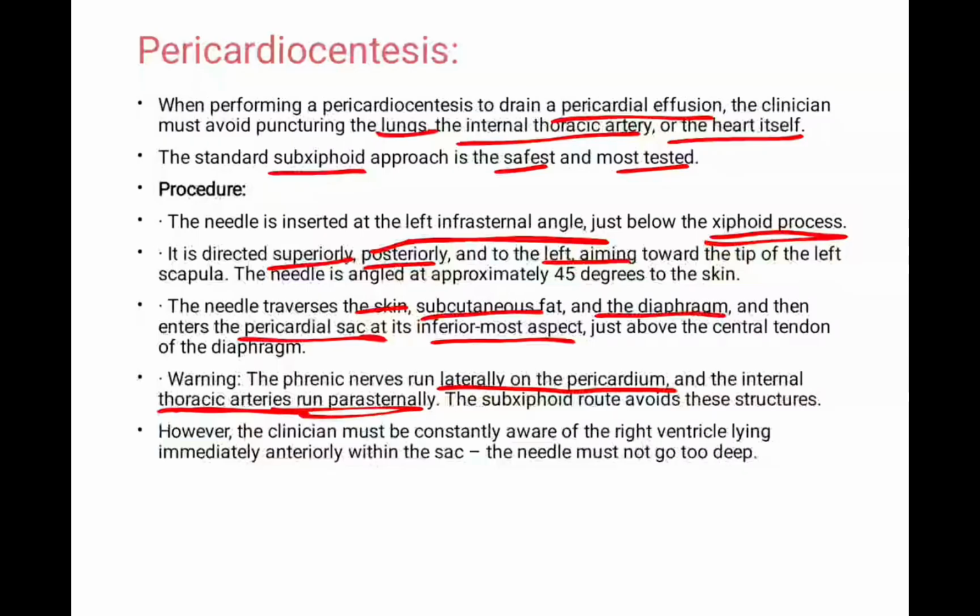So the phrenic nerve runs lateral to the pericardium, as well as the internal thoracic arteries that run parallel to the sternum. This subxiphoid route avoids these structures. That's the importance of this route for pericardiocentesis. It avoids the phrenic nerve as well as the internal thoracic arteries. However, clinicians must be constantly aware of the right ventricle lying immediately anterior within the sac. So the needle must not go too deep into the right ventricle.